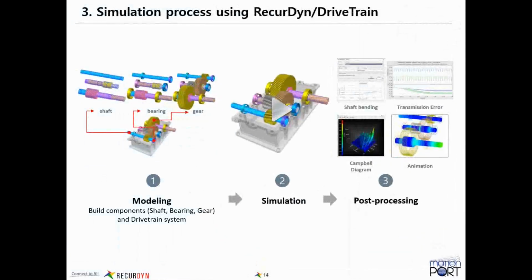So the general process for using RecurDyn DriveTrain is shown here. The first step would be modeling, building the components, which are the shaft, bearing, and gears. Next, you would simulate, and then the third step would be post-processing.